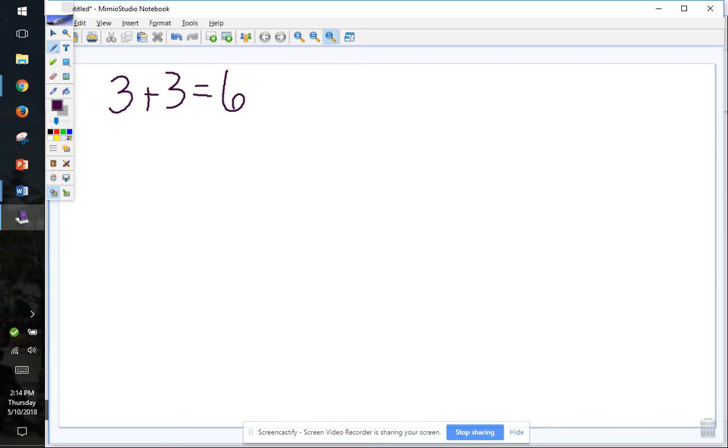3 plus 3 equals 6. We're used to seeing that anytime we see two integers, especially numbers that are not negative, that are positive numbers, like in this case, positive 3 plus positive 3, that does equal 6. We talked a little bit about additive inverse today, which can be super helpful.